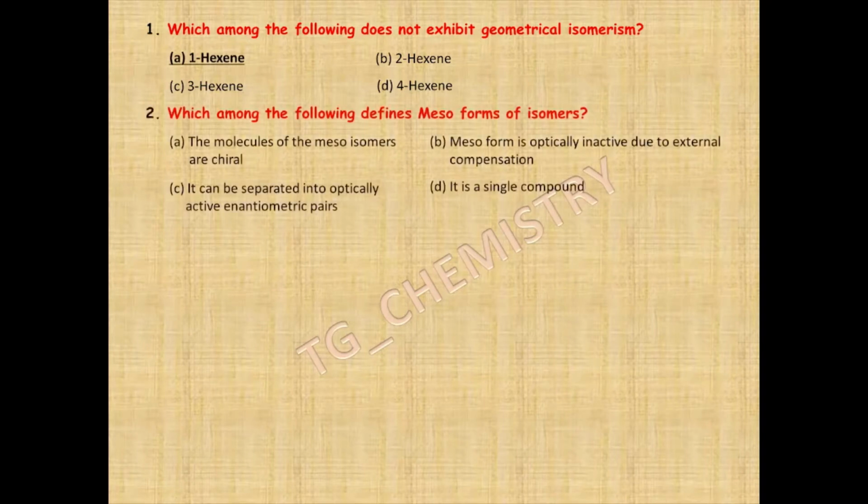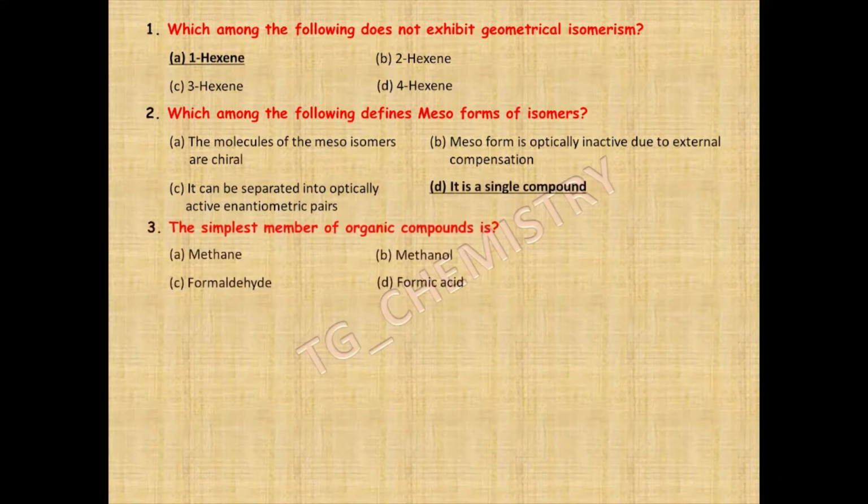Next question is, which among the following defines meso forms of isomers? So we know that meso isomers are the meso forms of stereoisomers, and the options are: A, the molecules of the meso isomers are chiral. Option B, meso form is optically inactive due to external compensation. Option C, it can be separated into optically active enantiomeric pairs. And option D, it is a single compound. So as the meso forms are not optically active isomers, these are basically a single compound. So option D should be the right answer of this question.